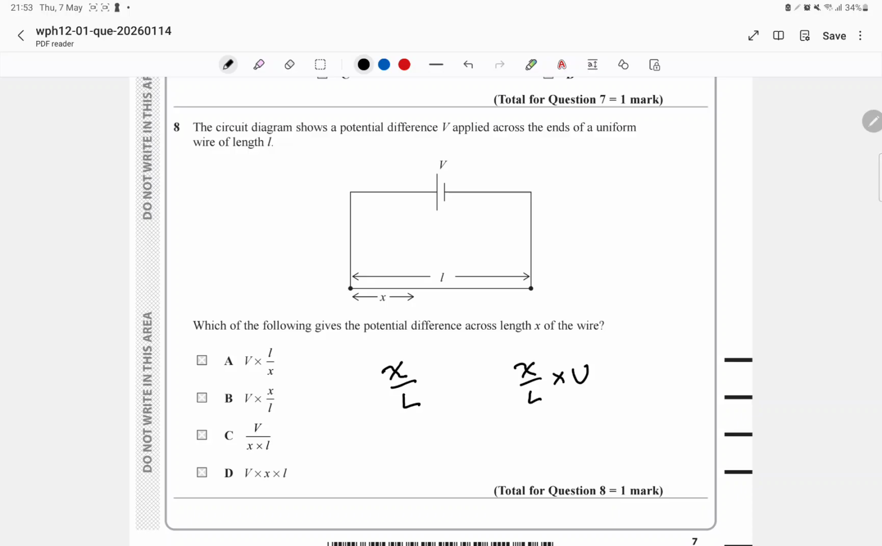If X, for example, is L, so you had the full length, then what you could do is L over L times V, and that just gives you V, because the L cancels out, and that obviously makes sense. So therefore, it will just be x over L times V. Just B. I know the answer is B 100%, but I'm just so bad at explaining the maths part. So hopefully that made sense.